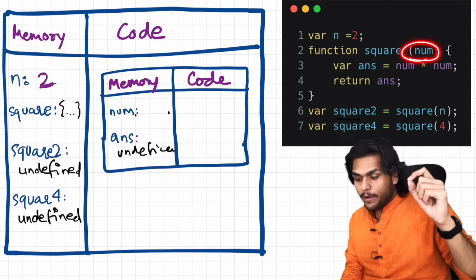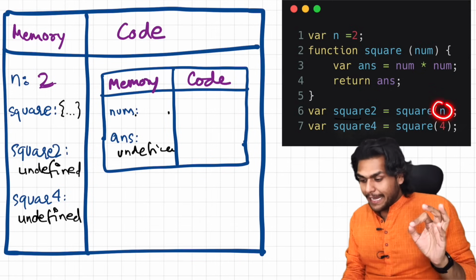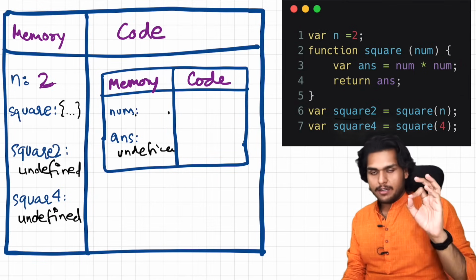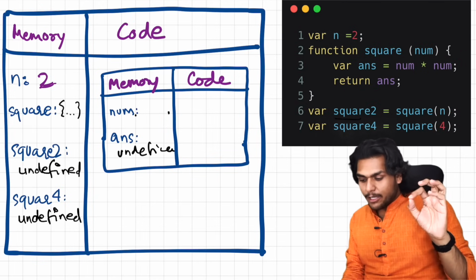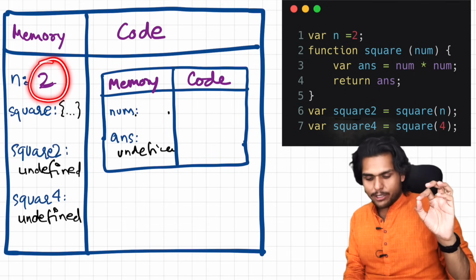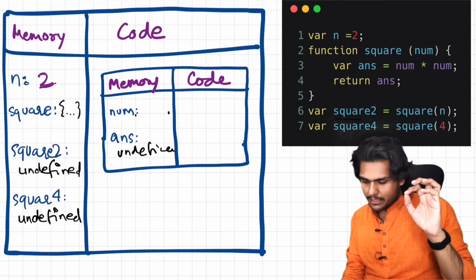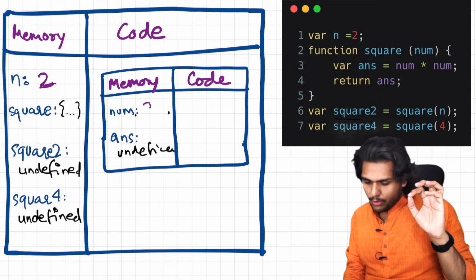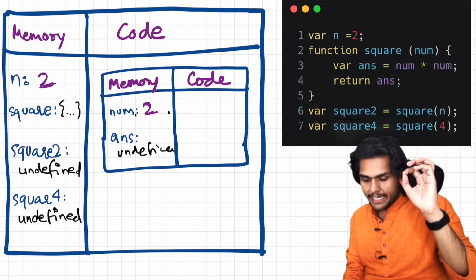So num over here is known as the parameter of the function, and n over here is the argument. The value of n is 2 right now. So remember, over here the value of n is 2, which will come over here in place of undefined. So let us put the value 2 in num, and the code will then move to the next line.